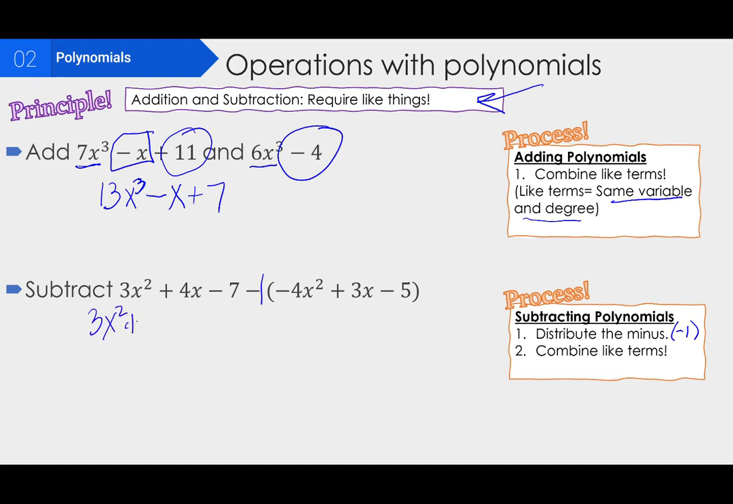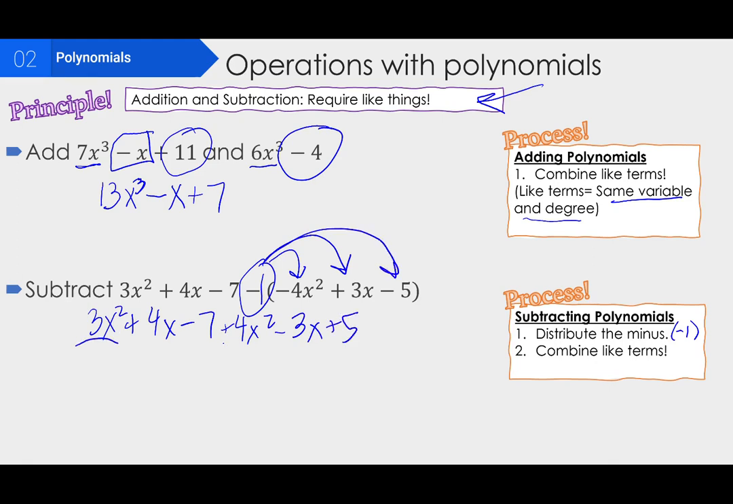The first one stays the same. Really, what this does is just change the signs. Negative times negative becomes plus 4x squared. Distribute again. Negative times 3 is negative 3x. And then here is plus 5. And we're just combining like terms again. So 3x squared plus 4x squared, that's 7x to the second power. 4x minus 3x is 1x, or you can just write x if that is your preference.